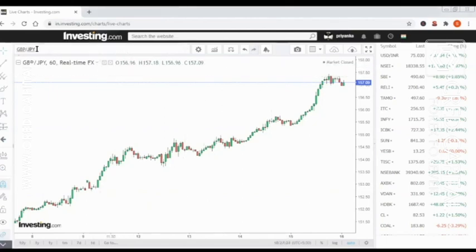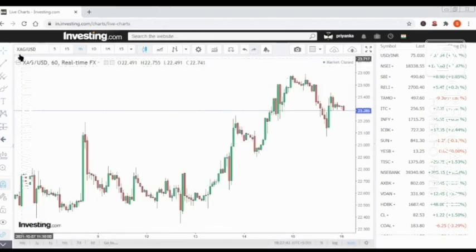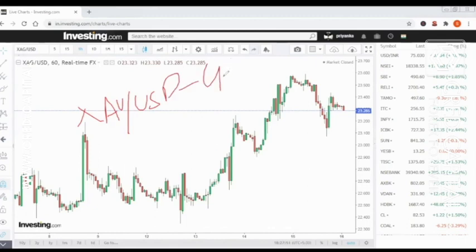Let me take another chart. This is silver. XAU USD is a gold pair, and XAG USD is a silver pair. These are two very strong commodities in the market, you can say.